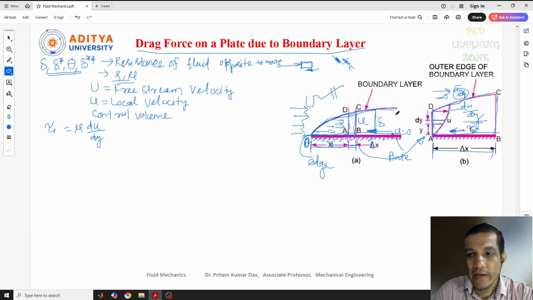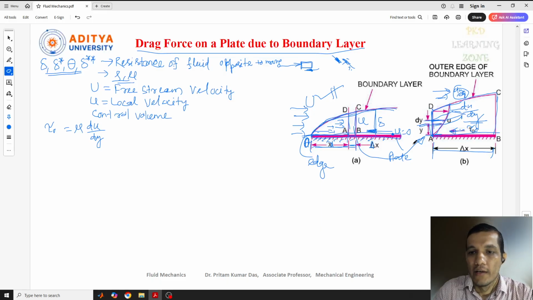So tau naught I have taken at this point, at y equal to 0. The elemental strip we have taken is at a distance of y from this point A, and the thickness of this strip is dy. If you draw this thin strip like a plate, we can draw it in this way also.